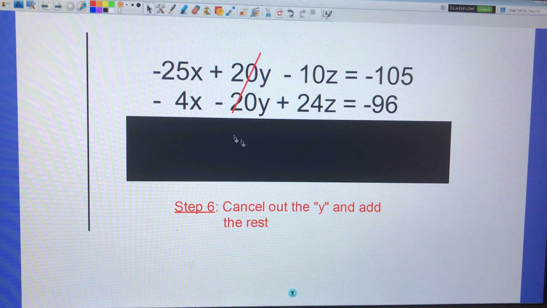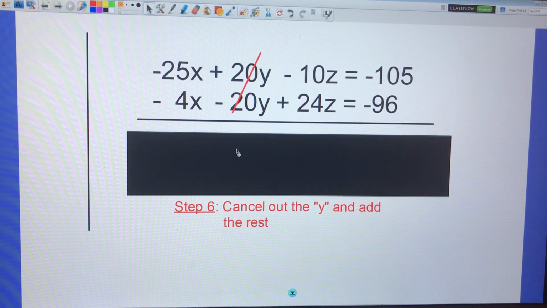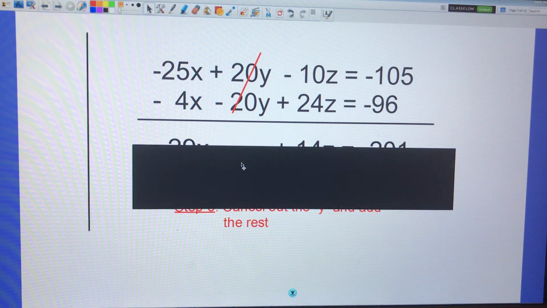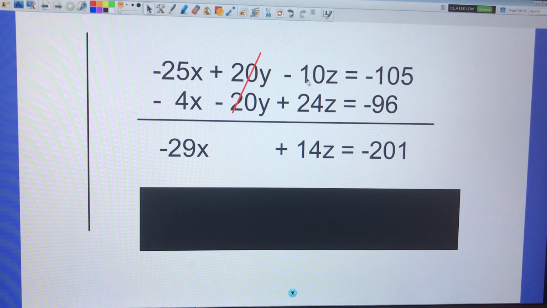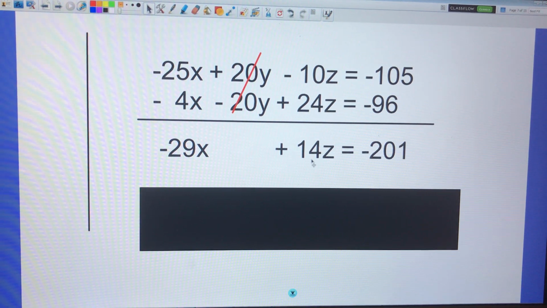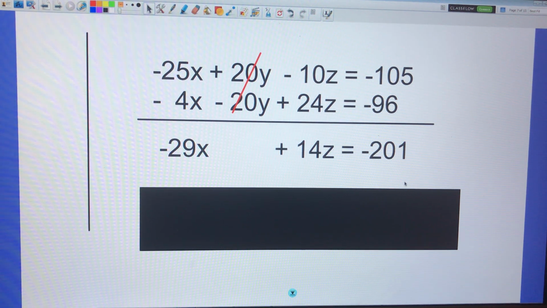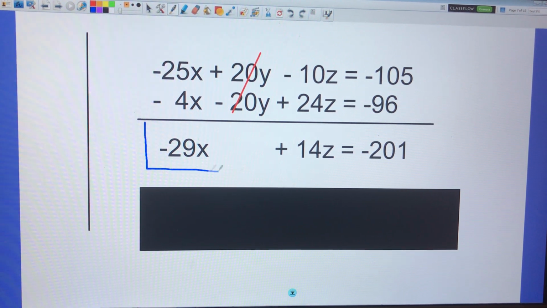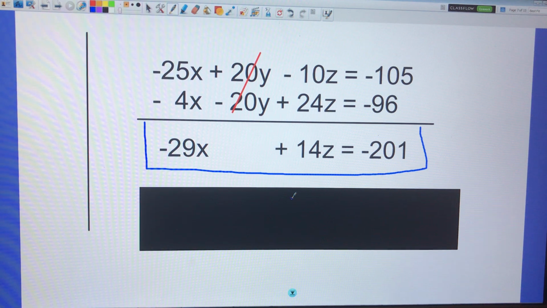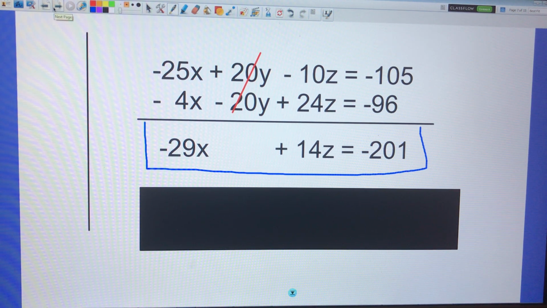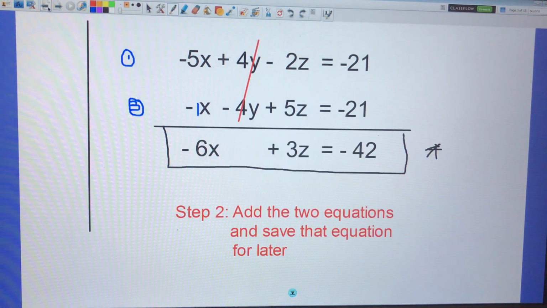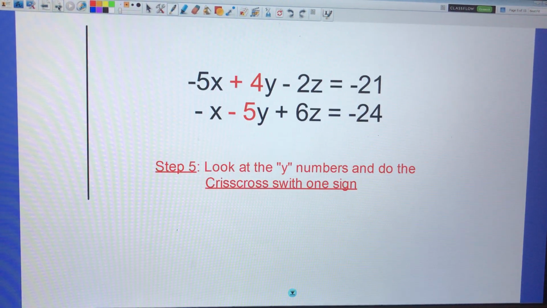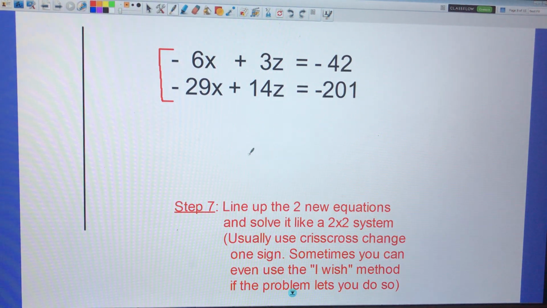Do the same thing you did before, add them up, and you get negative 25 take away 4x is negative 29x, negative 10z plus 24z is positive 14z, negative 105 minus 96 is negative 201. So here's my second star equation. What I'm going to do next is put my two star equations together. On the next slide, I'm going to show you my two star equations. Remember from the beginning, here was my first one, and then I'm going to put my second one right on top of each other. Here's my first star equation, my second star equation.